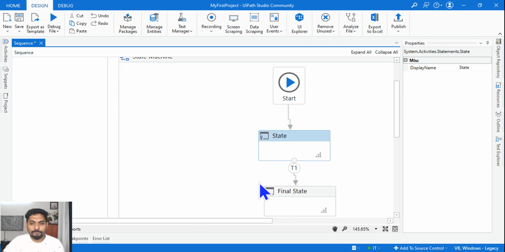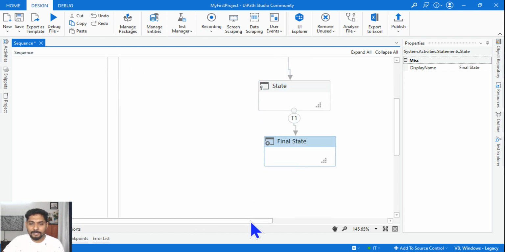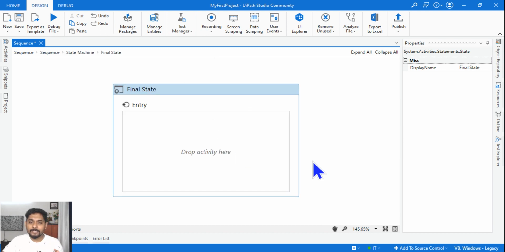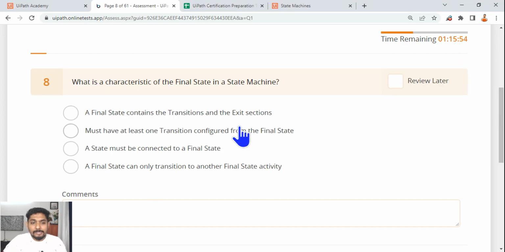Now let's get on to the final state. Let's open the final state. So in the final state, how many things will be there? Only entry is there. Remember this, okay? Many people will forget. They will say in the final state exit is there. No, not exit. Only entry is there. So in the state: entry, exit, transition. In the final state, only the entry section is there. Okay, this is one point you should remember.